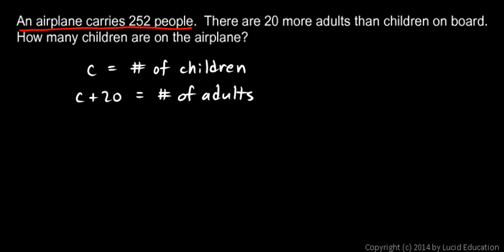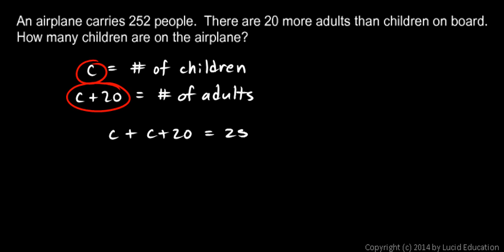And now I'll make an equation, and here's my key fact. The airplane carries a total of 252 people. That means all the children and all the adults together add up to 252. That means that this and that, those two things, have to add up to 252. And I can write that as an equation. I can write C plus C plus 20 equals 252.